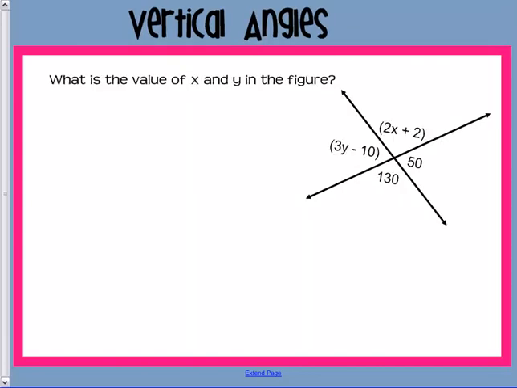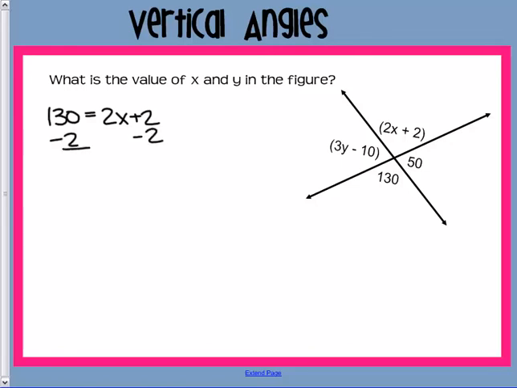Okay, so how can we use this? We can use this to help us figure out other angle measures. For example, if they tell us this angle is 130, what do we know about this angle? They're congruent. So 130 equals my 2x plus 2. I can solve for x in that way.